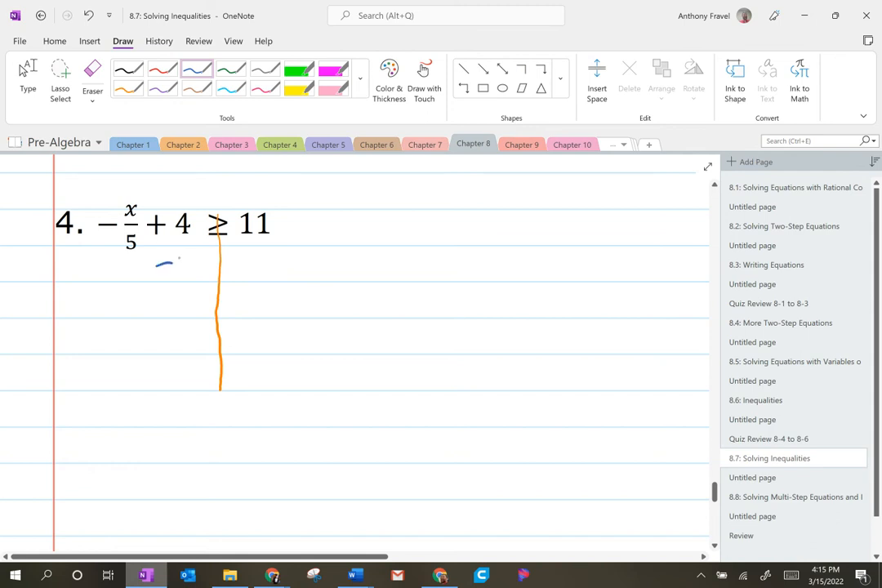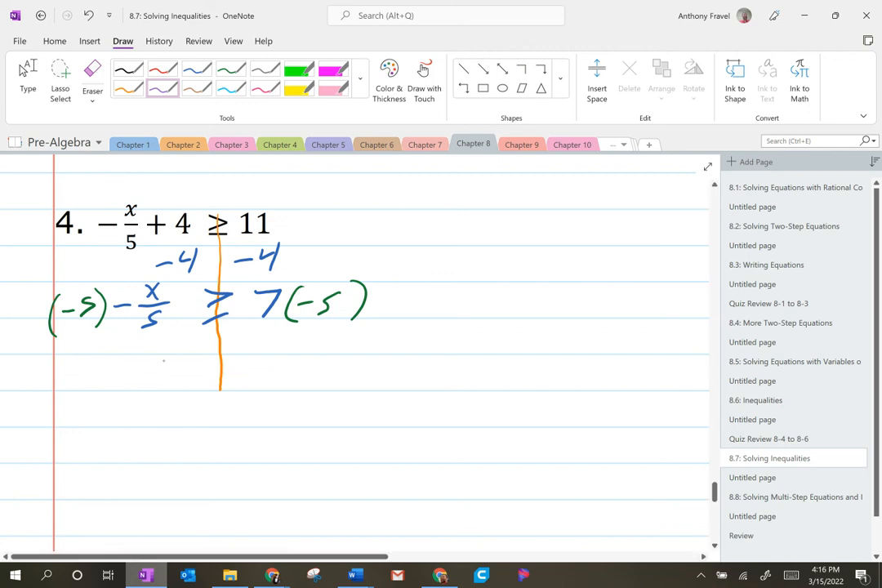So this says plus 4. The opposite of adding 4 is going to be subtract 4. So I get negative x over 5 is greater than or equal to 11 minus 4, which is 7. Next part, I'm going to change colors here to show you what I'm doing. I'm going to multiply both sides by negative 5. Because it's saying divided by negative 5, I'm going to multiply it by negative 5.